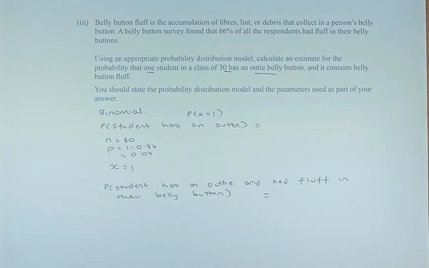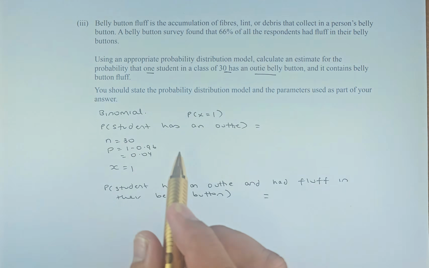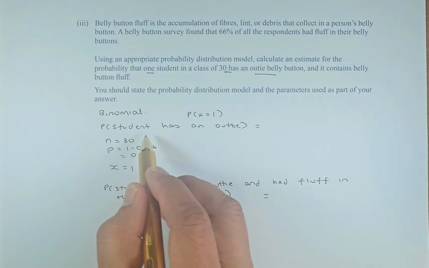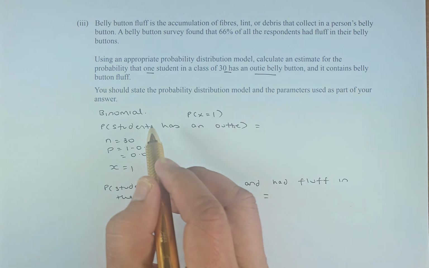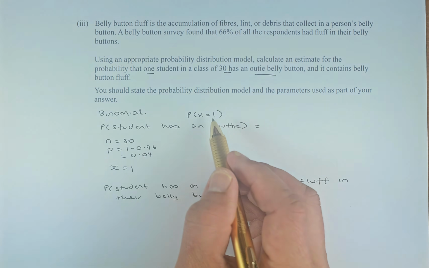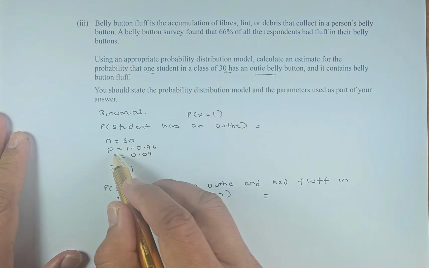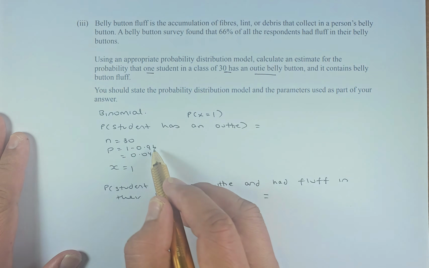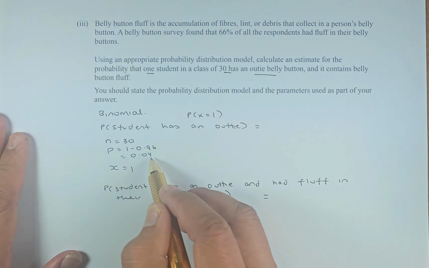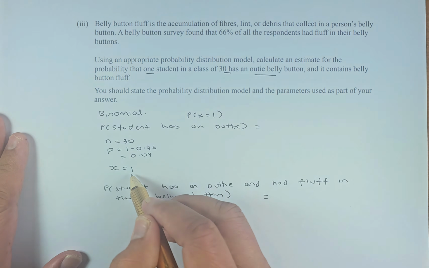Again, it's binomial. We're going to do the same thing. Instead of x equals 0, we're going to calculate the probability that a student has an outie, meaning one outie, which is going to be x equal to 1. So the same thing, n equal to 30, p equal to 1 minus 0.96, which is 0.04. Instead of 0, x equals 1.